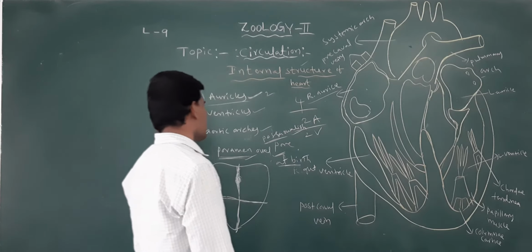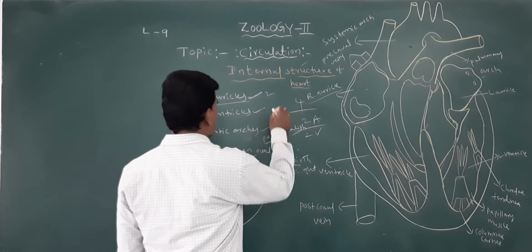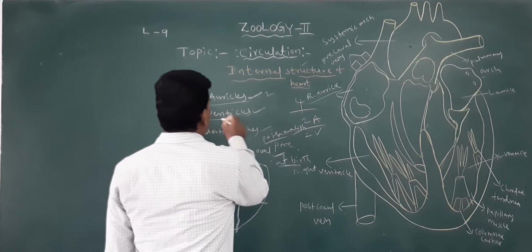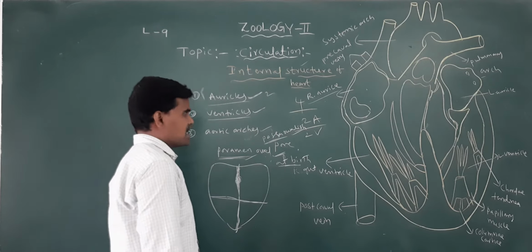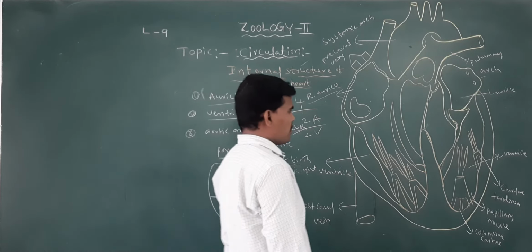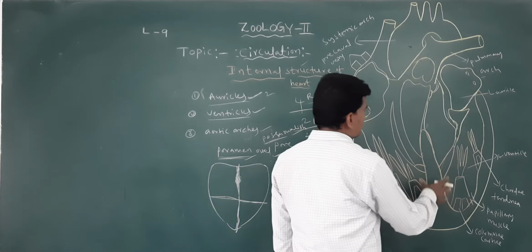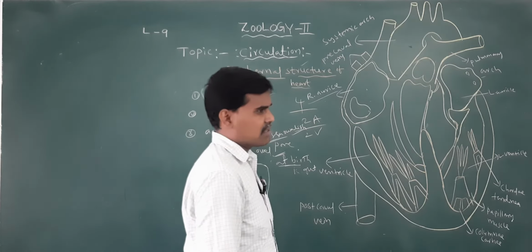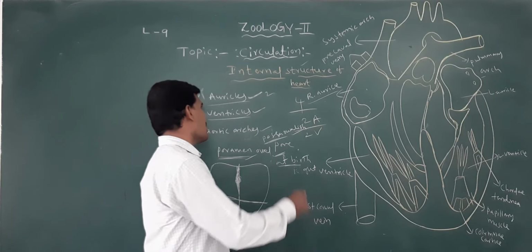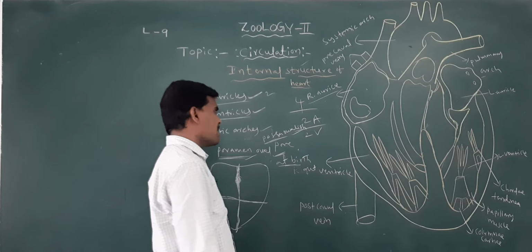Now the next point: the ventricles. The ventricles are in the lower part of the heart, the posterior part of the heart.